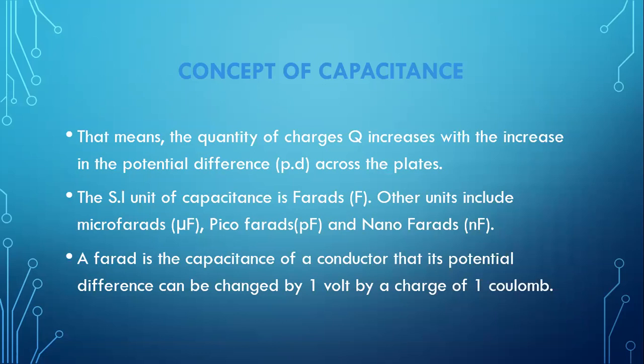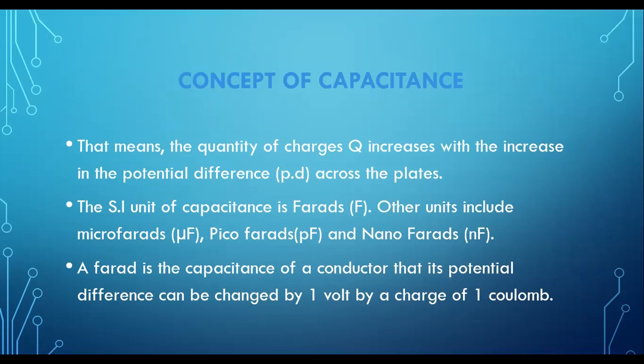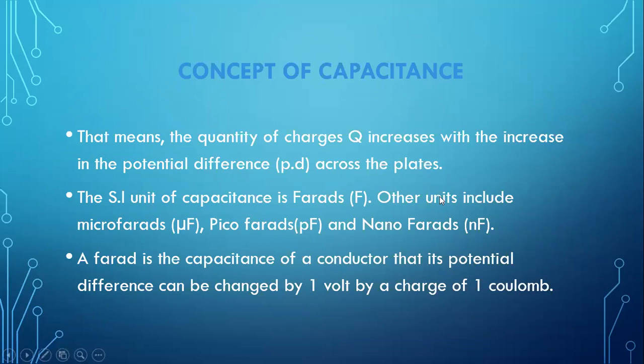The SI unit for capacitance is the farad. The other units include the microfarads, picofarads, and the nanofarads. The definition of a farad is the capacitance of a body or of a conductor whose potential difference can be changed by 1 volt by a charge of 1 coulomb. So that's the definition of a farad.